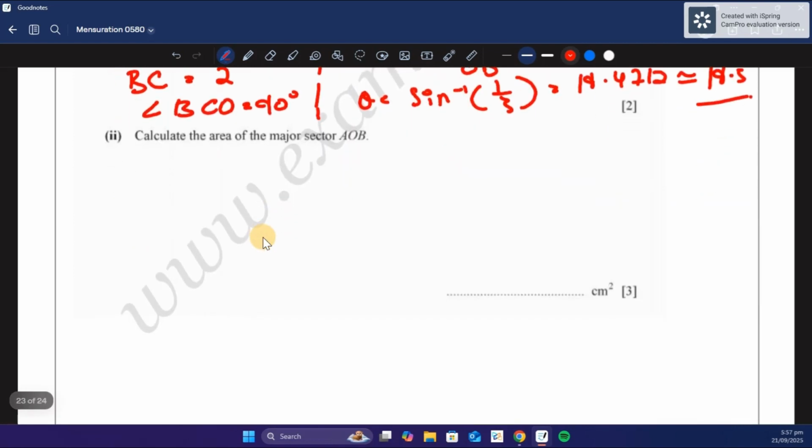Okay, calculate the area of the major sector AOB. The area of the sector is given by theta over 360 into pi r squared. That is 225 over 360 into pi into r squared, 6 squared. That gives us 70.68, and the final answer would be 70.7.